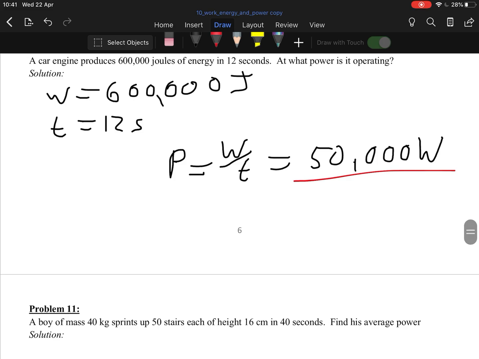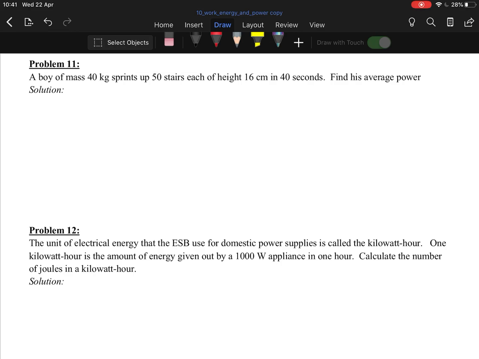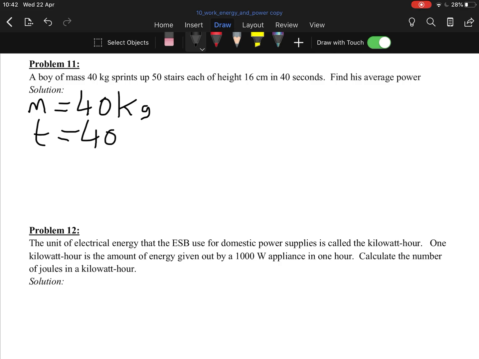Very straightforward. Actually, all these questions are fairly handy. Power, really, we won't really see that now. You could get into mechanics question, but you really see it in electricity when we get to electricity. It comes up quite a bit then. So, a boy of mass 40 kg sprints up 50 stairs, each of height 16 centimeters, in a time of 40 seconds. Find the average power.